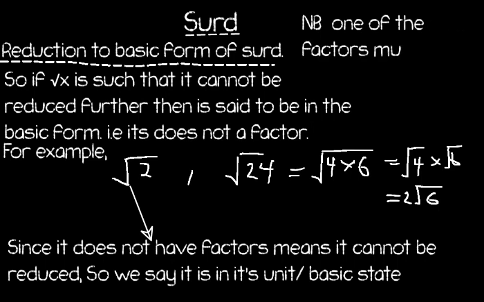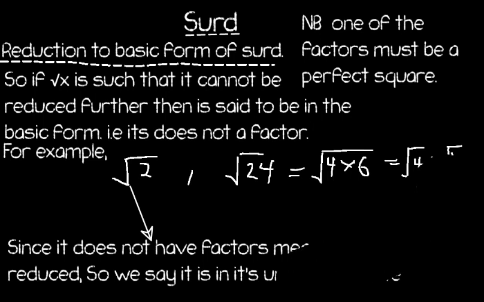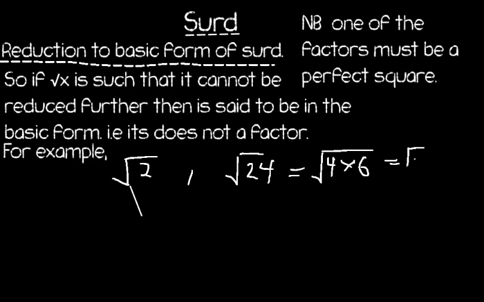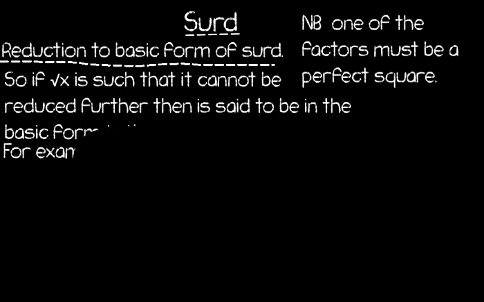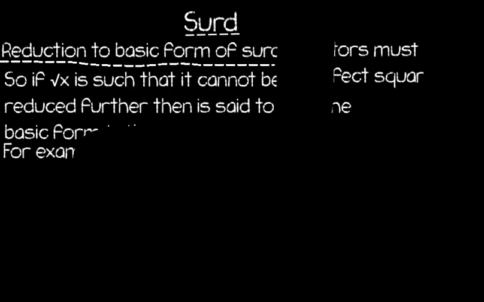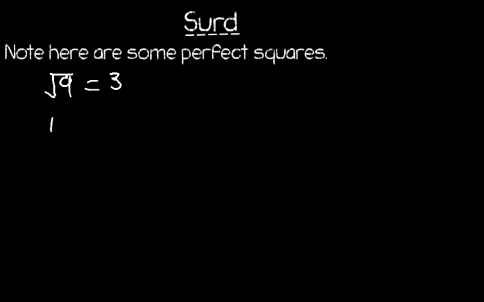If it does not have factors, it means it cannot be reduced. So we say that it's unit or basic. One of the factors must be a perfect square. So always know this, one of the factors of the number must be a perfect square. Take note of that.